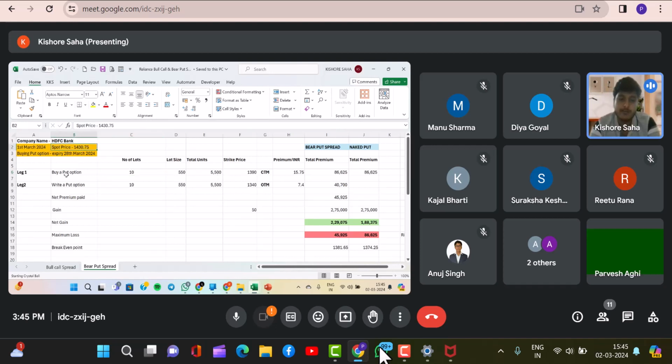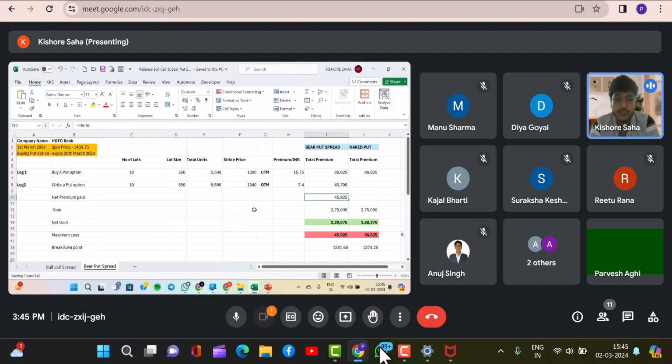What I will do in this situation is, in leg 1, I will buy a put option, and in leg 2, I will write a put option. In leg 1, I have bought a put option with a strike price of 1390, for which I have paid a premium of 15.75. This is the total premium. Then in leg 2, I have written a put option with a strike price of 1340, which is out of the money, and I have received a premium of 7.4 rupees per share, so the total premium received is 40,700. So my net premium paid is this much.